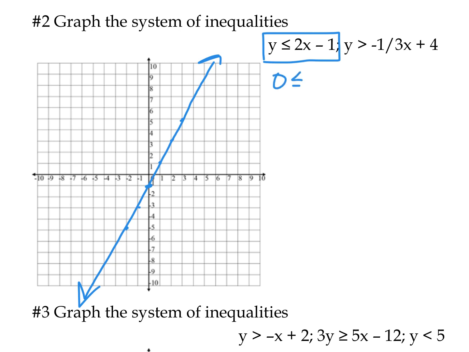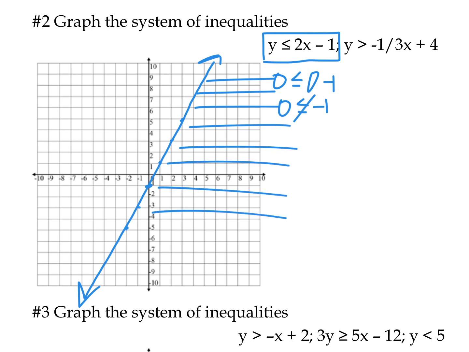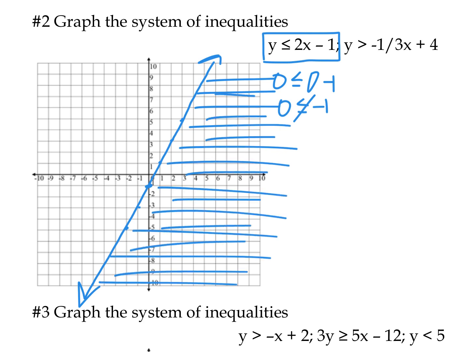If 0 is less than or equal to 2 times 0, which is 0, minus 1, that's 0 is less than or equal to -1. 0 is not less than or equal to negative 1. So that means, remember, we're not going to shade this side. We're going to shade the other side of the line. So I'm going to shade that here, all this blue. Okay, that's going to be my shading there for that inequality.